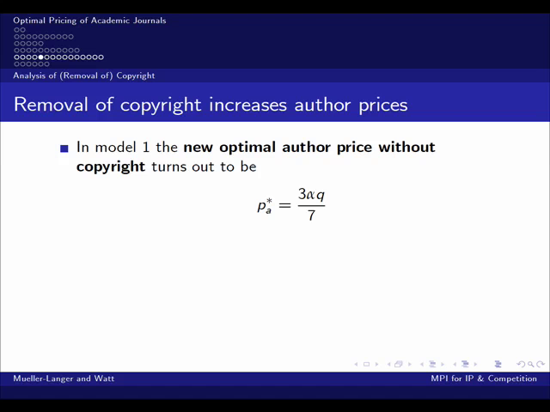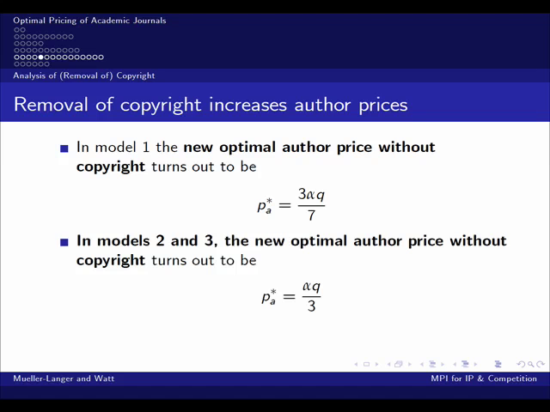The optimal author price without copyright turns out to be this here: 3 times alpha times q divided by 7. And in model 2 and 3, the new optimal author price would turn out like this. So it would be the same in the two models.